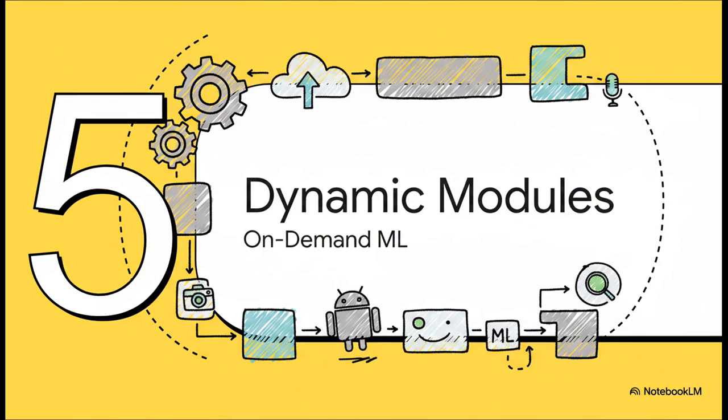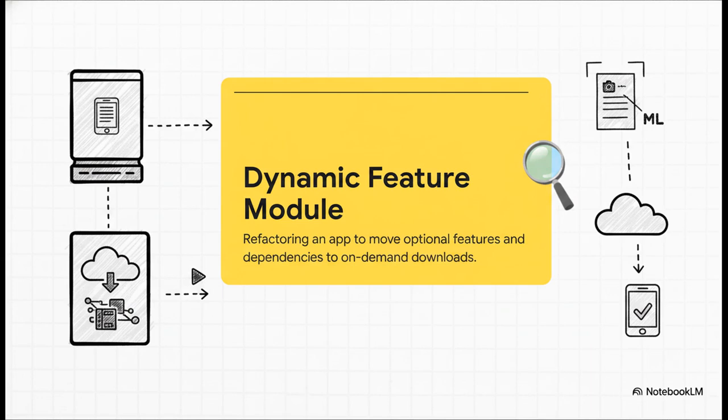And finally, we arrive at Section 5, Dynamic Feature Modules. This right here is the ultimate optimization strategy for apps where ML Kit capabilities are strictly optional. It basically involves refactoring your app to separate out your machine learning features and all their heavy dependencies into modules that are downloaded strictly on demand. Imagine, for example, you've got a note-taking app and it has this minor little feature for scanning document text using ML Kit. Why would you force every single user to download those heavy machine learning models at install time if they might literally never use the scanning feature? With dynamic modules, they only download that model when they actually tap the scan button for the very first time. It's a total game changer.